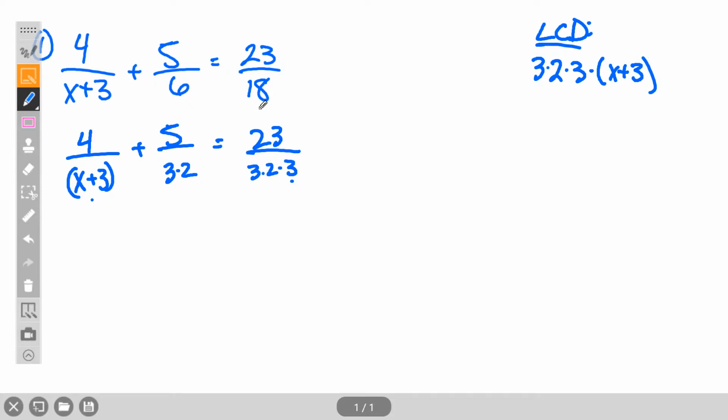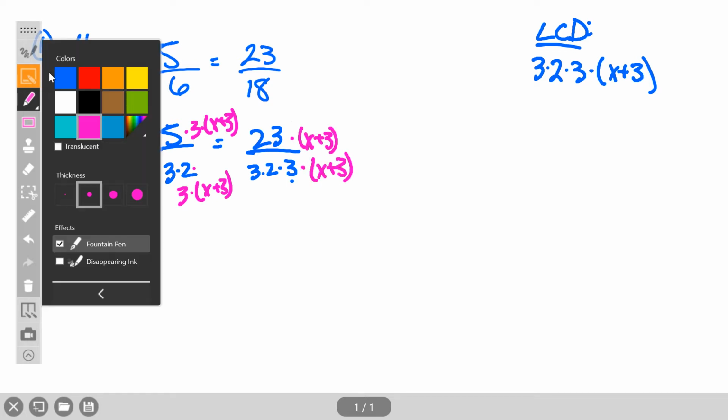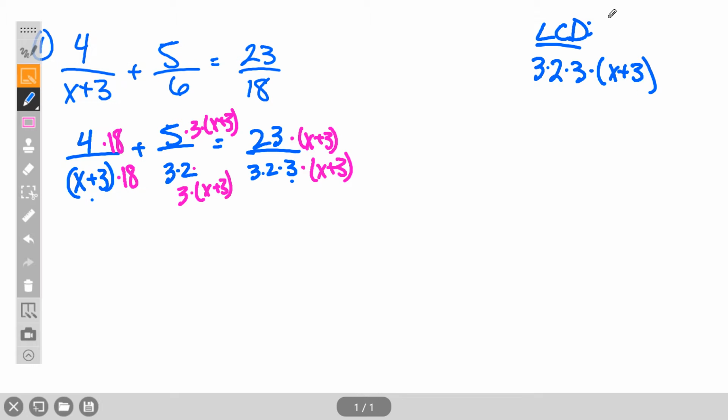So we need to make all the denominators into 18 times x plus 3. For the first one, we'd have to multiply by 18. The second one, we'd have to multiply by 3 times x plus 3. And the last one, we'd have to multiply by x plus 3. That should make all of the denominators into 18 times x plus 3.